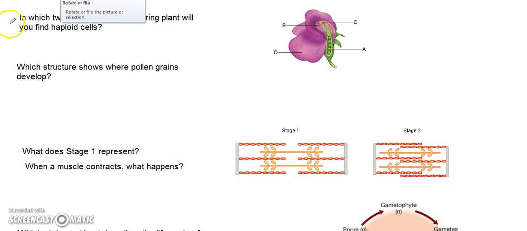So here we go, starting off. In which two structures of a flowering plant will you find haploid cells? Okay, so first thing we need to know is the definition of haploid and diploid cells.